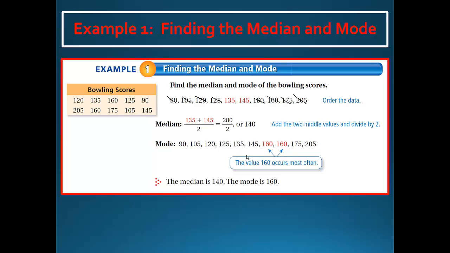Now to find the mode, we look at our set of data. The mode is the number that occurs most often. 160 appears two times, and every other number only appears one time. So the mode is 160.